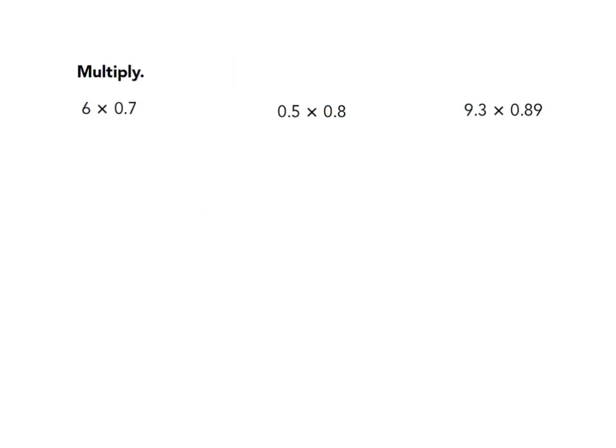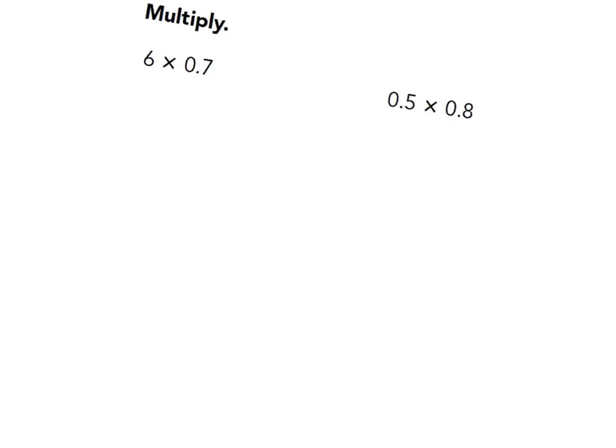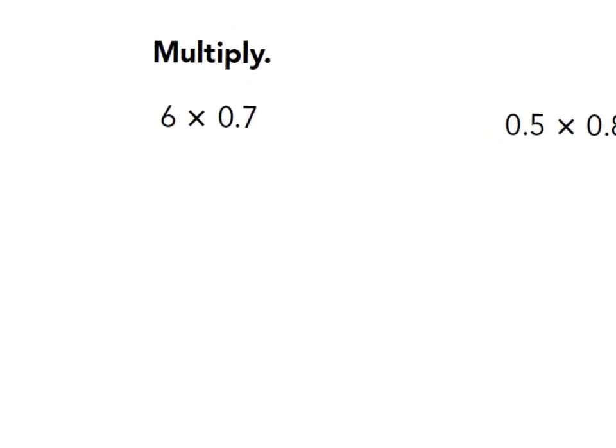You can try these on your own, and you can do them all and then pause it and watch me go over it, or you can do them one at a time and pause it as I go over each one. As we look at the first one, 6 times 7/10. So that's just 6.